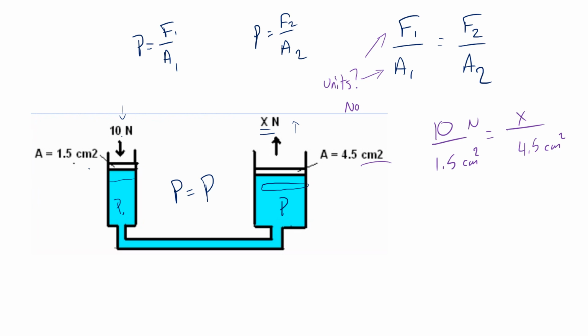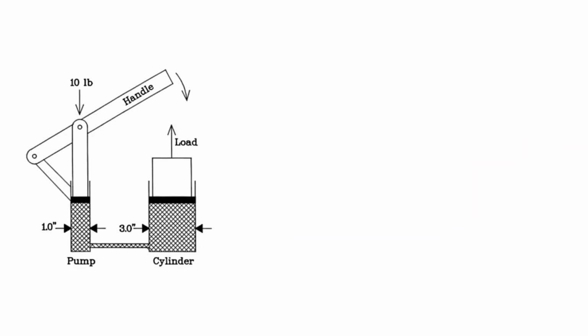Hey, I wrote the units this time just so you can see. Yeah, they cancel out. It's going to be A-OK. So crisscross multiply, and we're going to get 30 newtons for X. Wasn't that fun? All right, let's do another one.